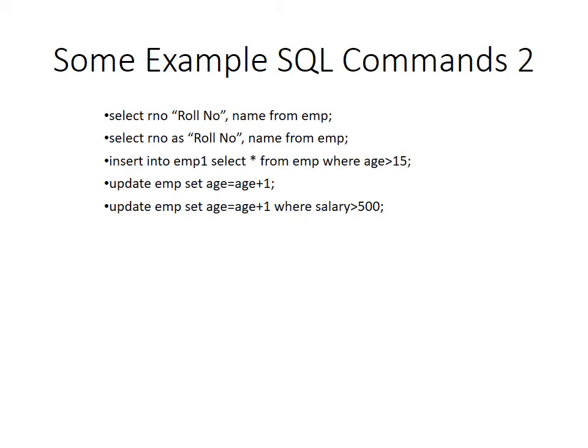Now the update commands. Update EMP set age is equal to age plus 1. In order to increment the age of a person by 1 in the table EMP, this command is used. Now the last command: update EMP set age is equal to age plus 1 where salary greater than 500. Just given a condition to that. Increment the age of a person by 1 provided the salary is greater than 500.